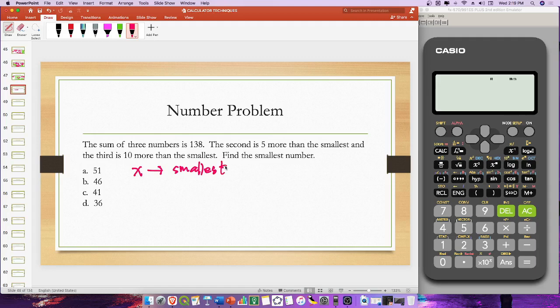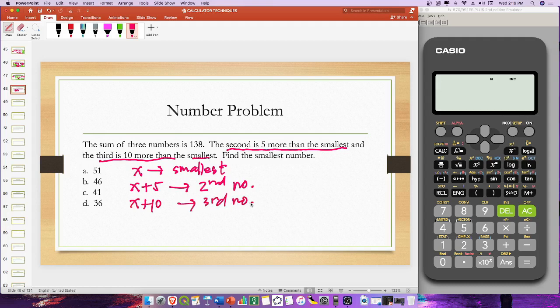Okay, and the second number is 5 more. According to this, the second number is 5 more than the smallest number. So this is x plus 5. This will be your second number. Okay, and the third is 10 more than the smallest number. So this is x plus 10. So this will be the third number.